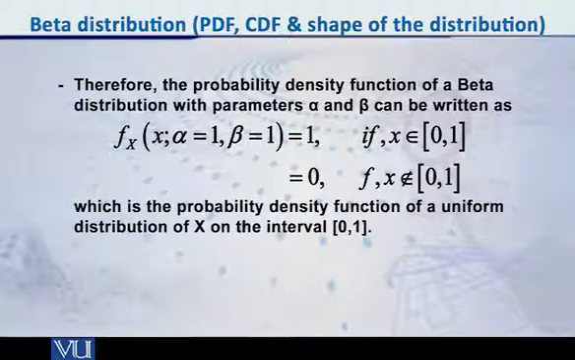So now what is our PDF? f of x is equal to 1 on the interval 0 to 1. And that is exactly the PDF of the uniform distribution defined on the interval 0 to 1. So this was an introduction to the beta distribution.